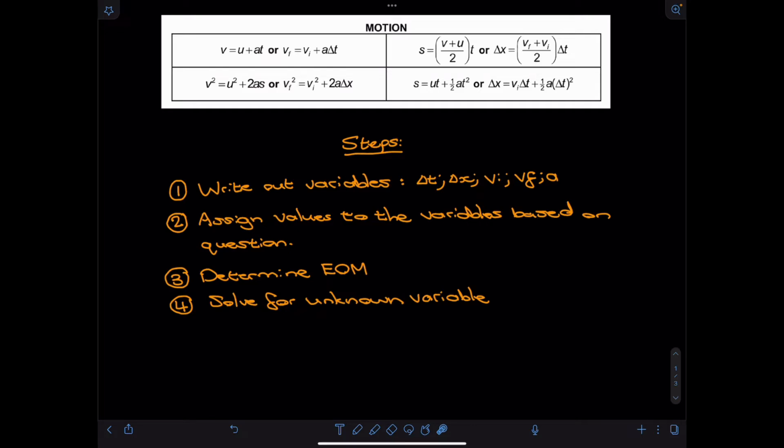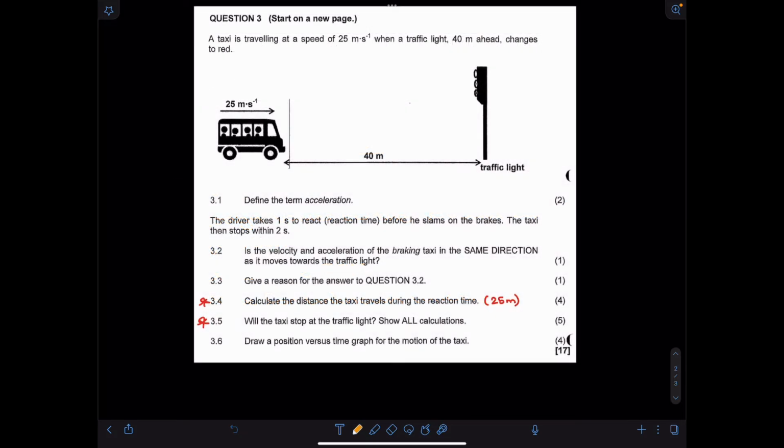But don't stress, I'm going to go through an example with you guys just so you can see what I mean in action. So it's good to know these four steps so you can apply them in test or exam situations. So let's have a look at this example.